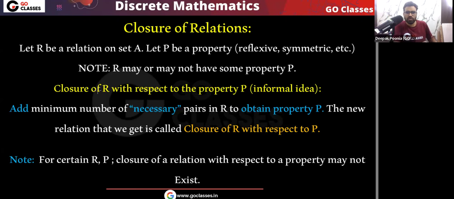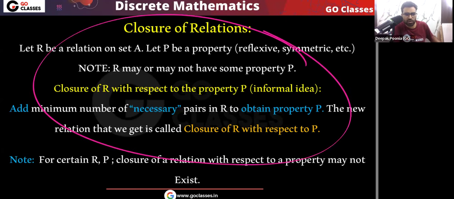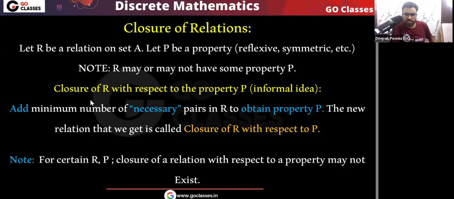Okay. So this is the slide that we have already seen. You already know the informal definition: closure of a relation with respect to a property P. Two things are given to us, a relation and a property. And remember, the original relation may or may not satisfy this property P.